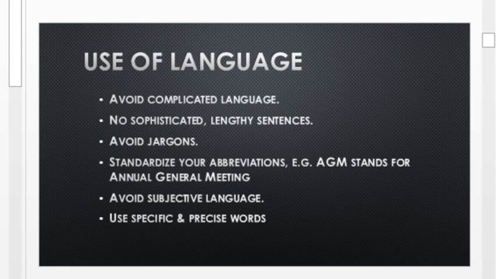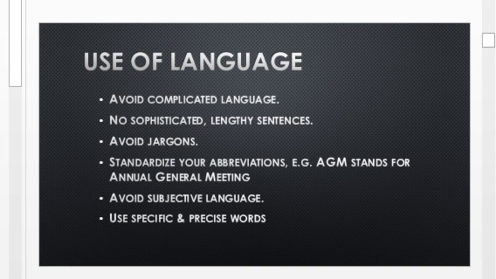If you use AGM at the beginning, make sure it is AGM until the end of the report, because we have to consider consistency. Okay, it cannot be AGM and then suddenly annual general meeting, and then suddenly AGM again, and then suddenly annual general meeting. So if it's AGM, make sure that AGM is used from the second time when you mention it.